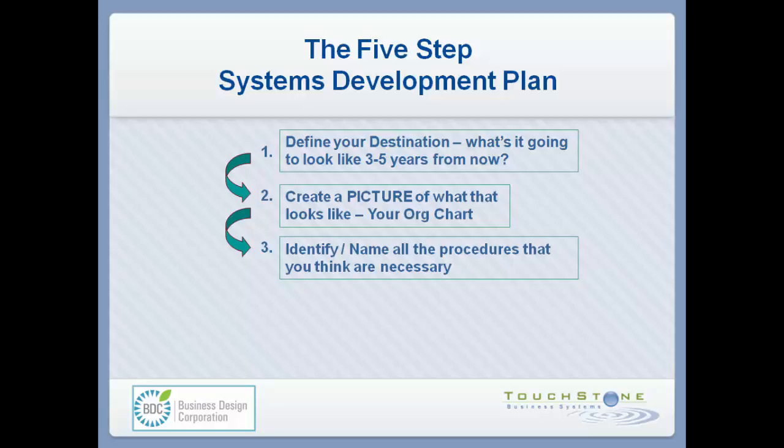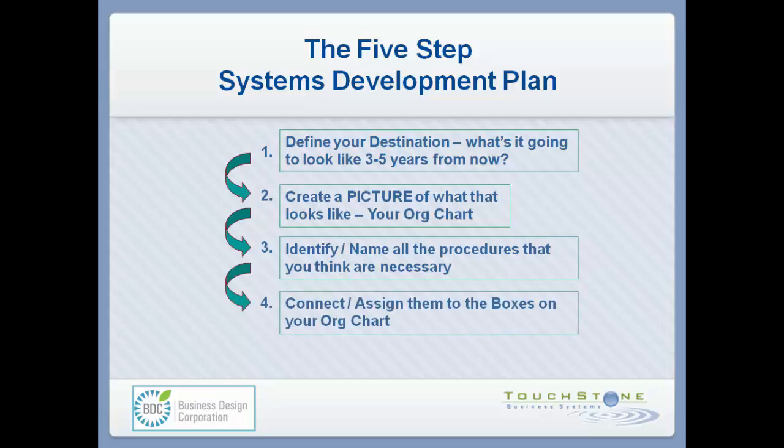In this step, you are not describing how the process is done. That will come later. In this step, you are simply naming what needs to be done. Once you've named the procedures, you'll connect them to the boxes on your organizational chart. Think about this. You've identified everything that needs to be done in the business. You've identified all of the positions that you'll need in the business, and you've connected everything that needs to be done to all of the positions. You've created complete functional accountability. Everything that needs to be done is being done by someone in the business.